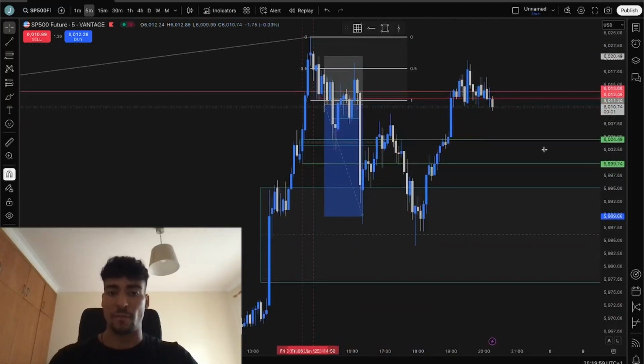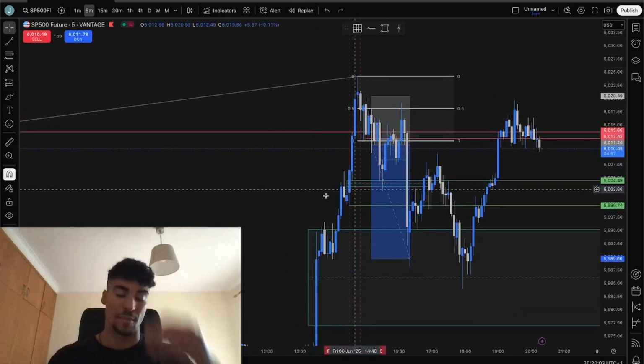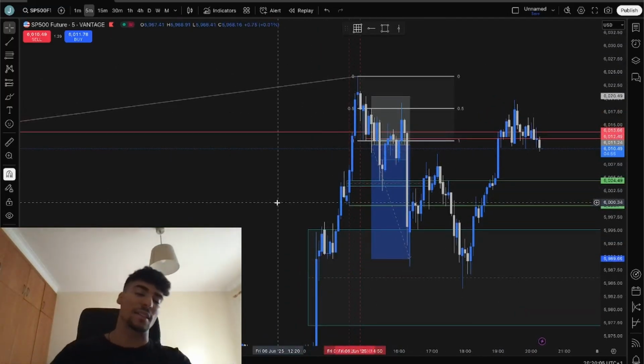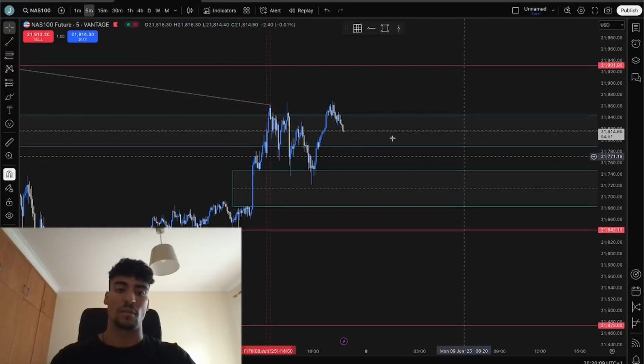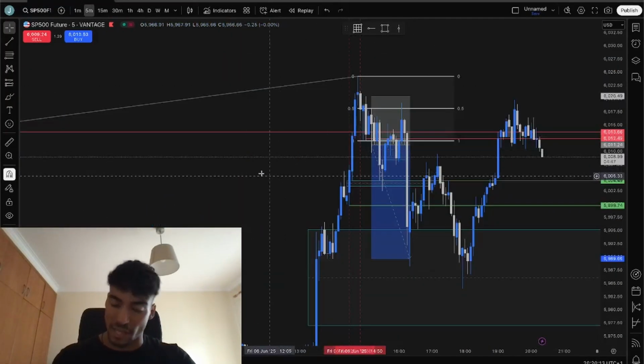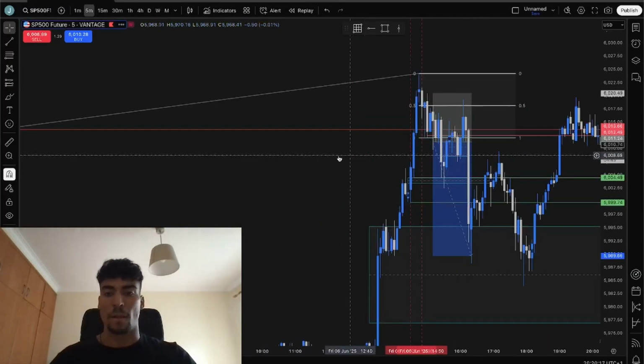So we are in 5 minutes. We are on the S&P 500 because that's where we formed the SMT. This is the lagging index. It's the index that is behind because Nasdaq is already making the move down. It's the leading index, and then the S&P is the lagging index. We want to take a trade on the lagging index, not on the leading one.